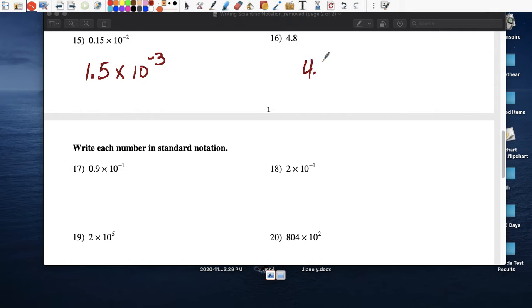4.8 is already in the first factor, is already a number greater than or equal to 1 and less than 10, and then times obviously 10 to the 0 because the decimal didn't move at all. Okay. Just give me 1 second. Grab a pencil.